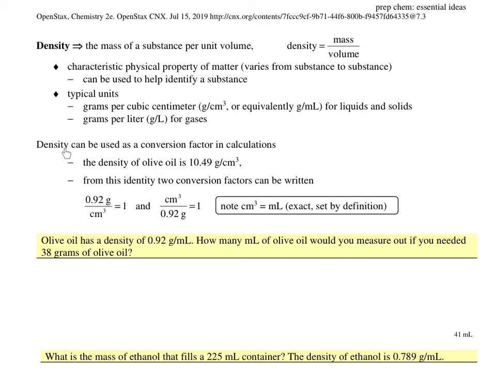So we're going to practice using density as conversion factors. For example, if we knew that the density of olive oil was given as 0.92 grams per cubic centimeter, we can use this identity to write two conversion factors. 0.92 grams is equivalent to a cubic centimeter, and a cubic centimeter is equivalent to 0.92 grams of olive oil. So in this initial problem, we have 38 grams of olive oil, and we want to do a conversion to know how many milliliters that is.